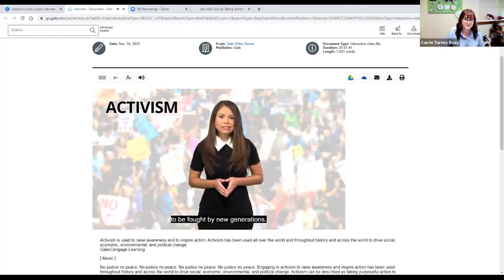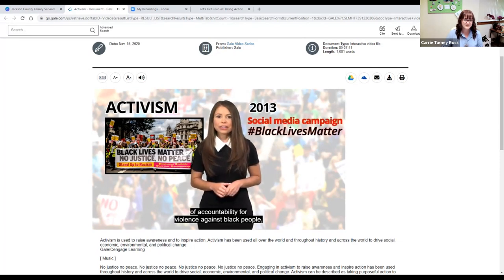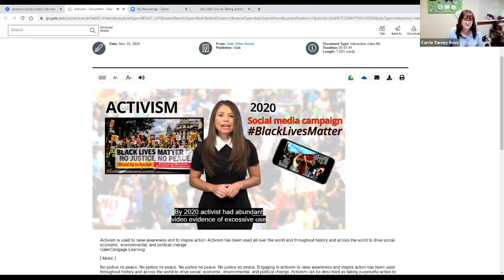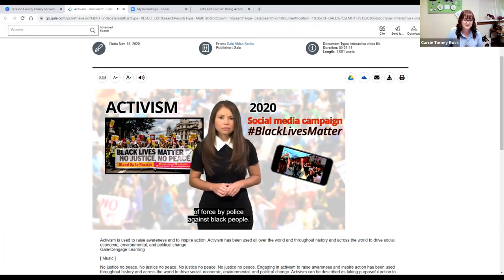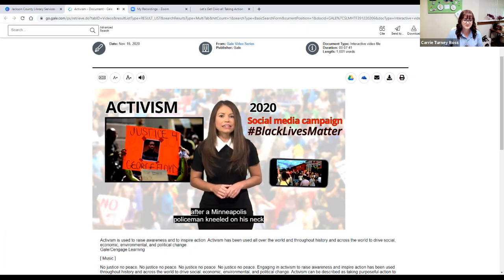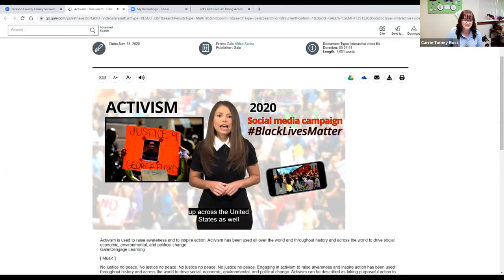The fight for social, political, economic, and environmental causes, even after goals are achieved, often continues to be fought by new generations. An example is the Black Lives Matter movement, which arose in 2013 from a social media hashtag campaign over the lack of accountability for violence against Black people, especially police violence. By 2020, activists had abundant video evidence of excessive use of force by police against Black people. Incidents that resulted in the deaths of Black men and women increased support for the movement. In the spring of 2020, George Floyd died after a Minneapolis policeman kneeled on his neck for nearly 8 minutes. When video of this event went viral, protest marches sprang up across the United States, as well as in cities throughout the world.